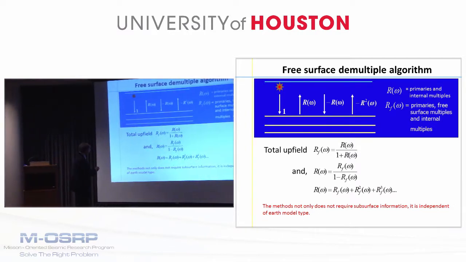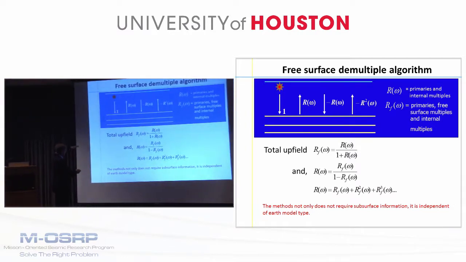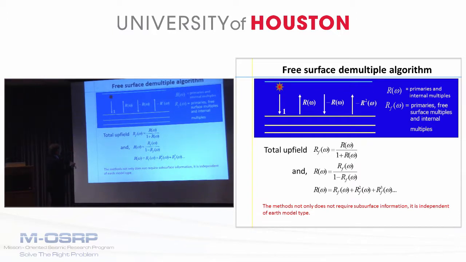So here's how it works. One goes down, this unit pulse, and out from the Earth comes this train R of t, R of omega in the frequency domain. That train that exits the subsurface consists of primaries and internal multiples, yes? Down, out comes a train of events. That train of events heads north, hits the free surface, picks up a -1, and goes south. A huge train of, like a wavelet, exactly like a wavelet.